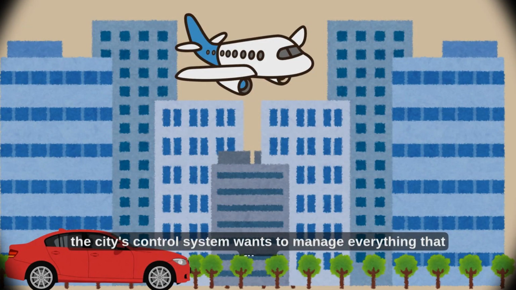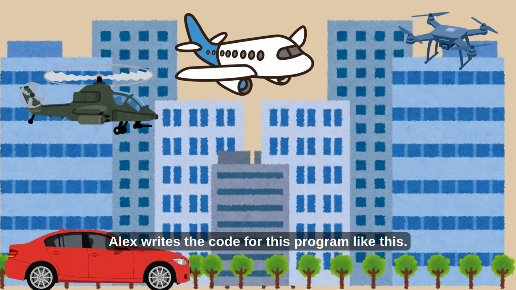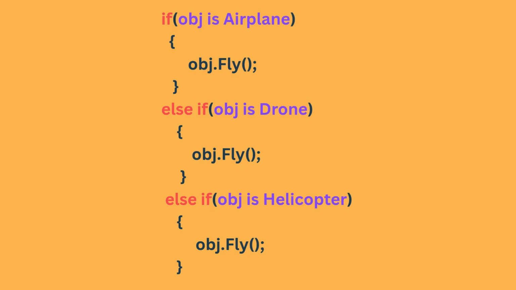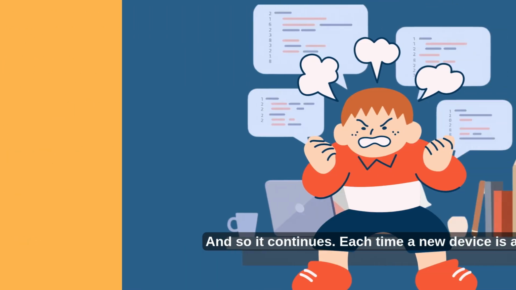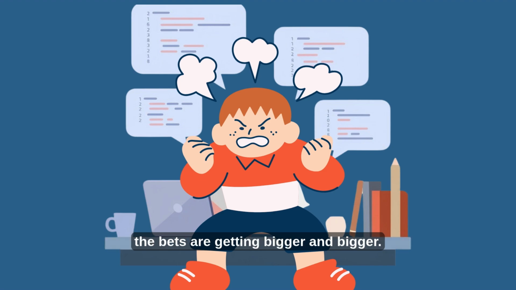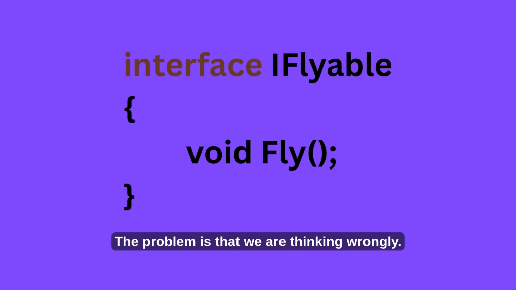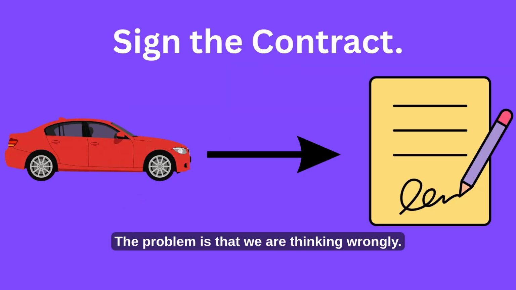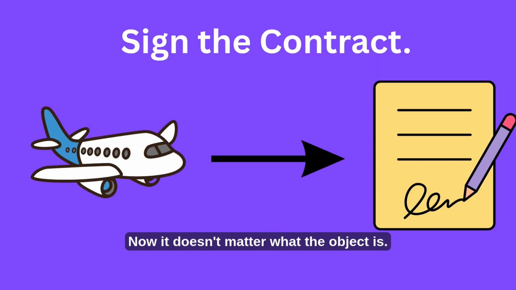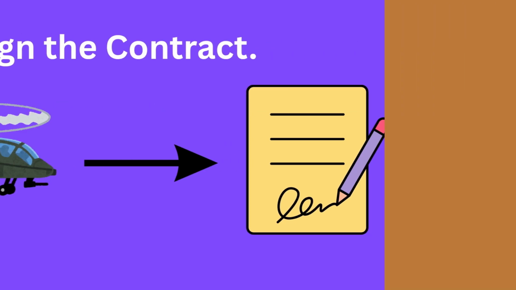The city's control system wants to manage everything that flies. Alex writes the code for this program like this. And so it continues. Each time a new device is added, the code is getting bigger and bigger. Wait, it doesn't matter what they are. The problem is that we are thinking wrongly. What matters is whether they can fly or not. Now it doesn't matter what the object is. The important thing is, what can they do?